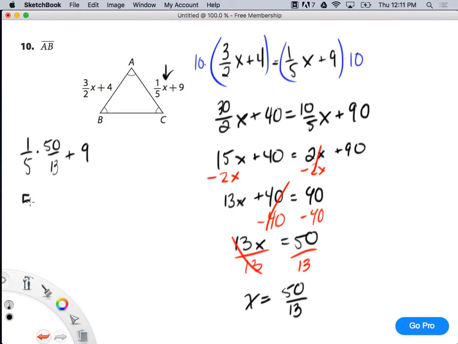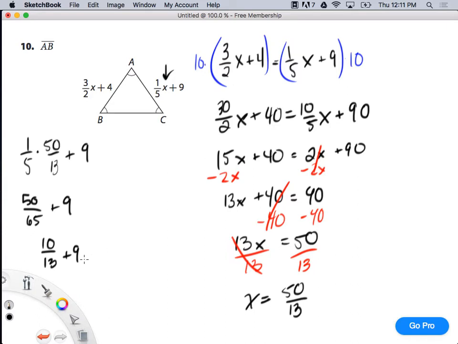But if that's too challenging to do all in one step, you can just do the multiplication and then simplify. And what would the simplifying factor be? What goes into 50 and 65? 5, right? So you divide top and bottom by 5, and you get 10 over 13 plus 9. It's the same deal. Does that make sense? Okay. Any questions on this so far?